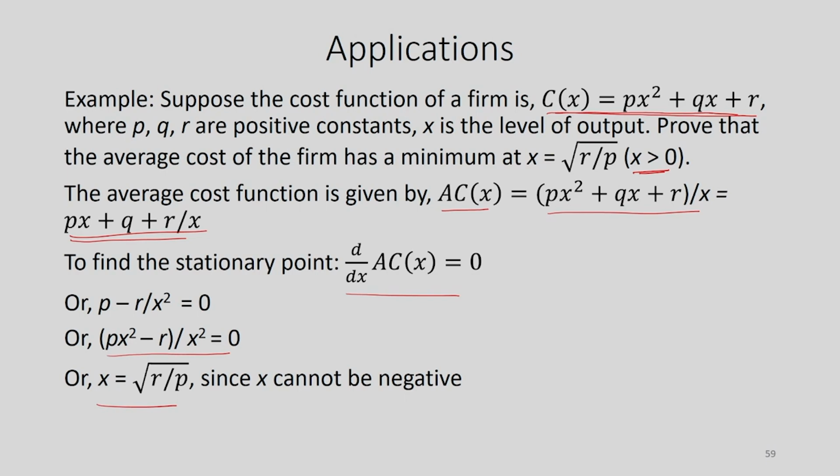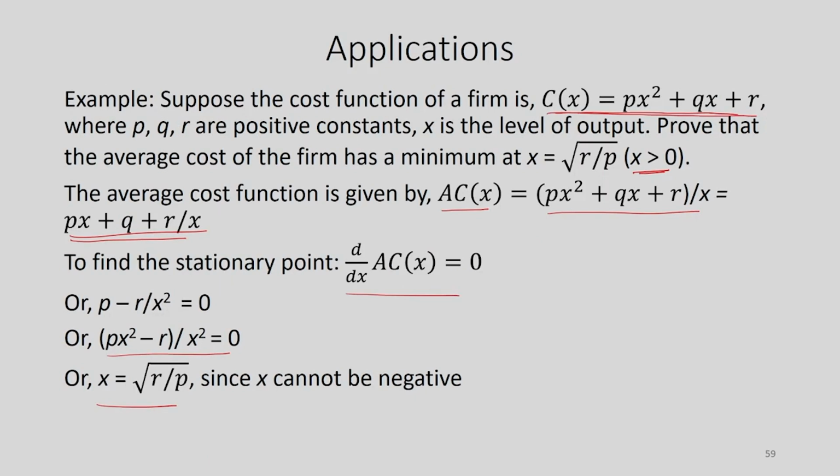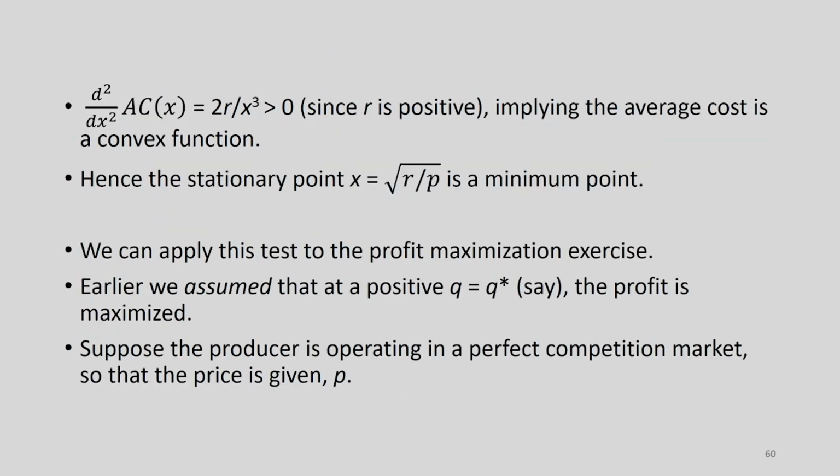So, this is a stationary point, but we have not proven so far that it gives us a minimum, right. For that, we have to check the second order condition or the sufficient condition. So, for that we take the second derivative of the average cost function. Now, the first derivative was this. So, if you take the derivative of P minus R divided by x square, it becomes 2R divided by x cube, right. Since R is positive, it is given in the question itself, the second derivative is positive.